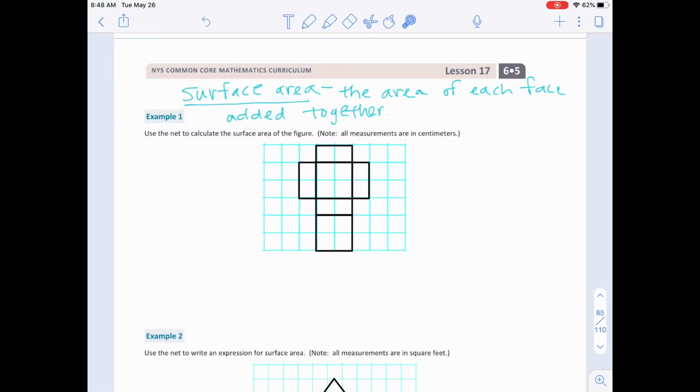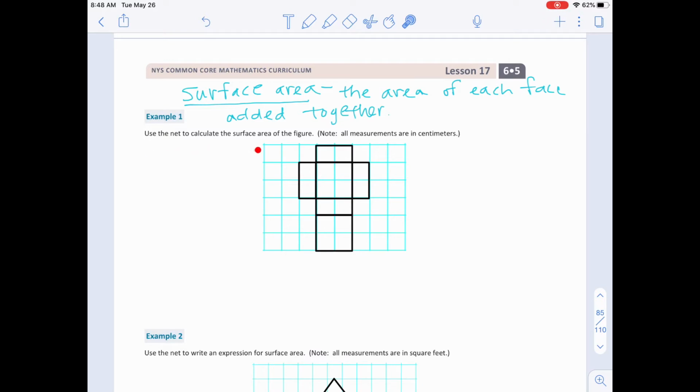Okay, so we are on page 96. What I first want you to notice is I have the vocab word surface area here. The surface area is the area of each face added together. So write that down somewhere in your workbook. I just put it at the top of the page. And we are going to now find the surface area of these figures.